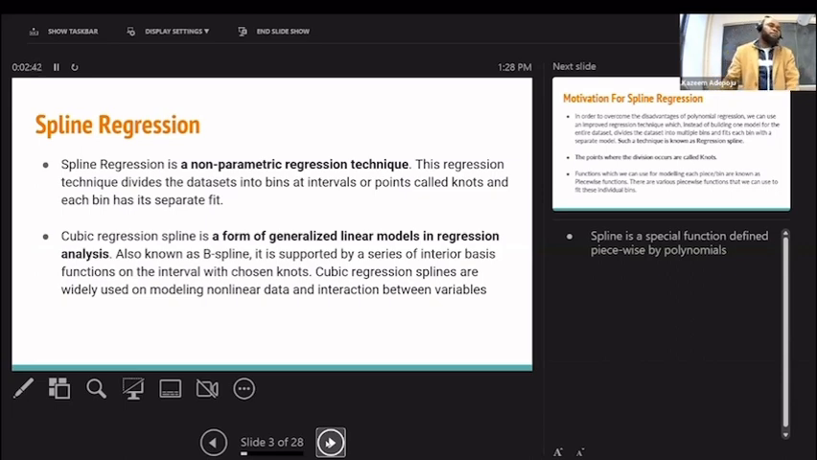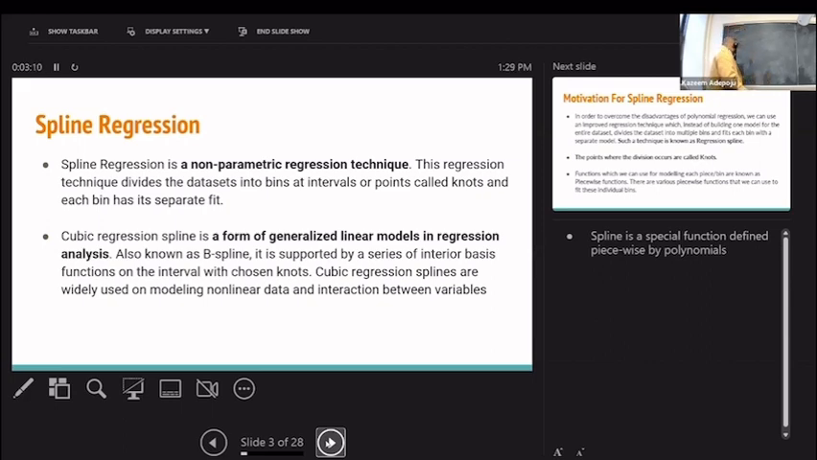Of course, the approach we've been using before for estimating parameters in a regression model has been parametric. But this time around, spline regression is a non-parametric regression approach.